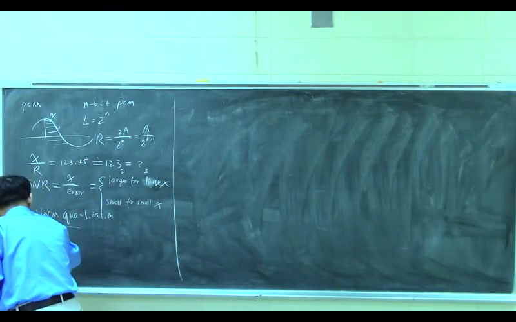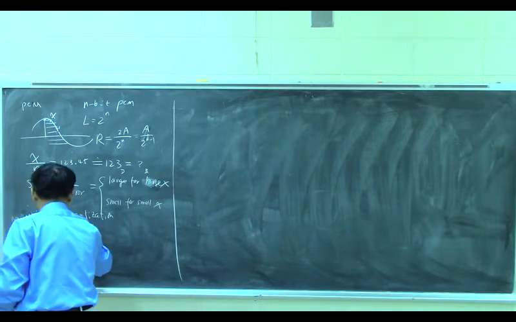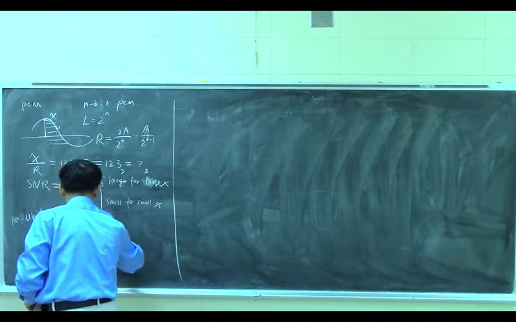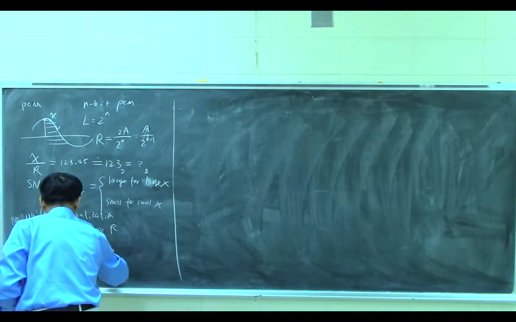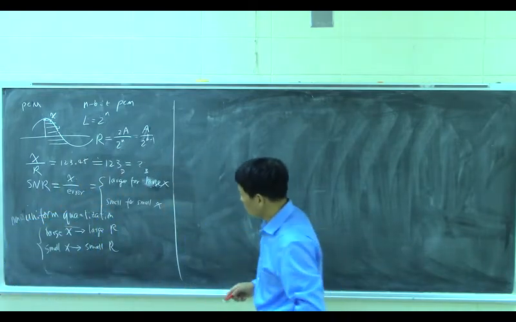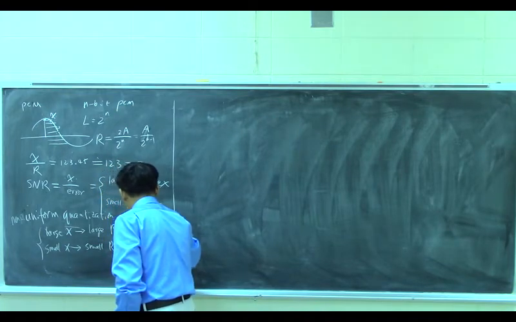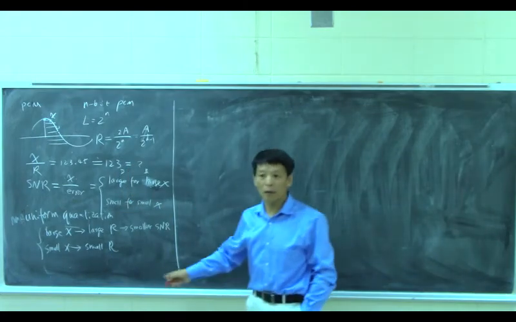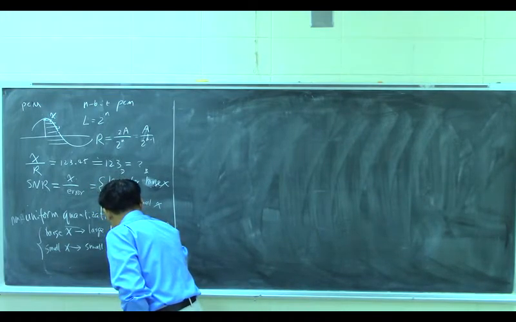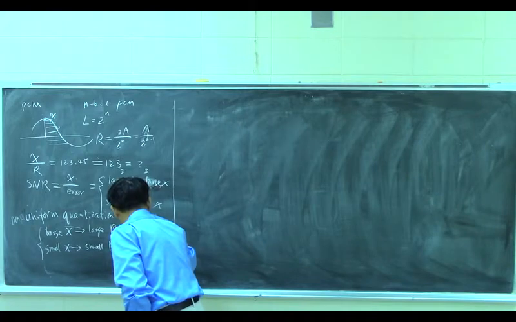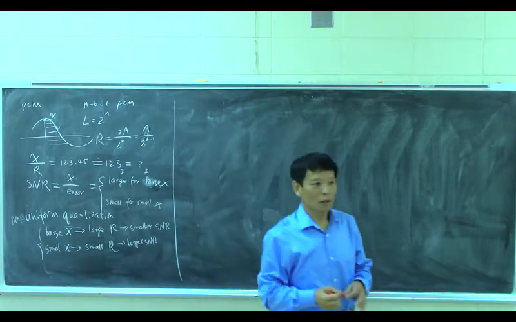So for non-uniform quantization, for large x, we are going to use a large resolution. For small x, we are going to use a small resolution. And this large resolution gives us a smaller signal to noise ratio compared to the uniform quantization. And the small resolution gives us a larger SNR compared to uniform resolution. Any question on this?